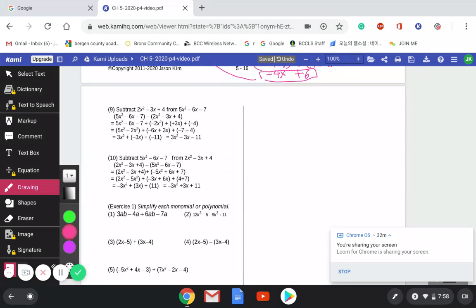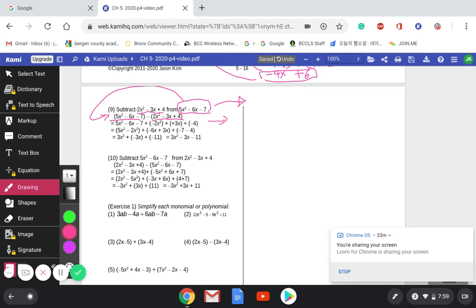Okay. Now, number 5, subtract 2x squared minus 3x plus 4 from this again, 5x squared minus 6x minus 7. So you rewrite this expression as 5x squared minus 6x minus 7 minus 2x squared minus 3x plus 4. Okay, because whatever comes after "from," you write it first. Okay, subtraction means minus, and then the second one.